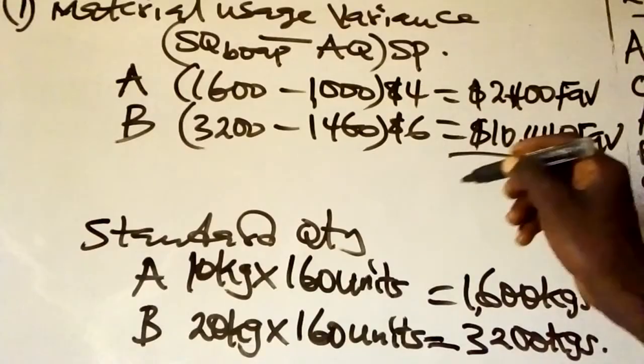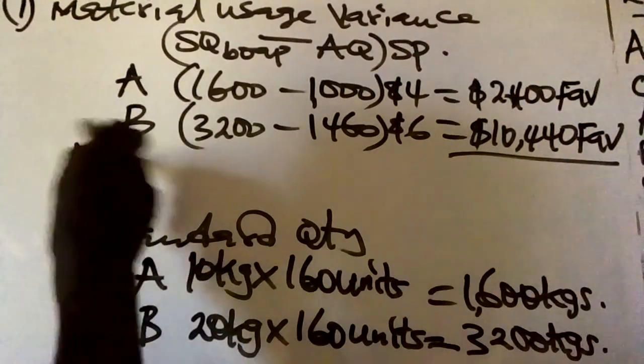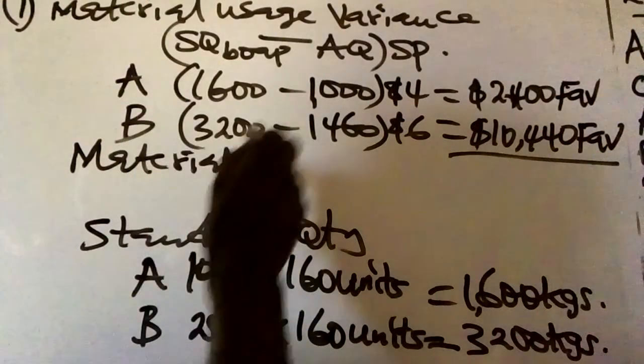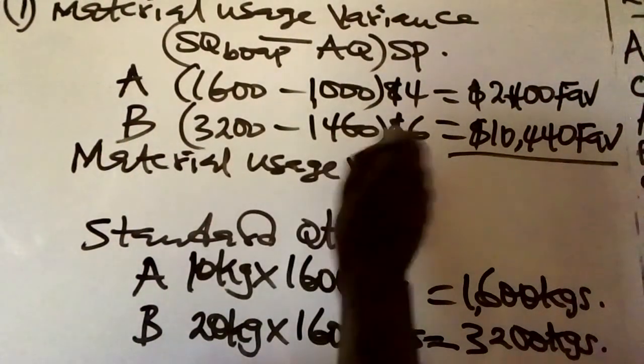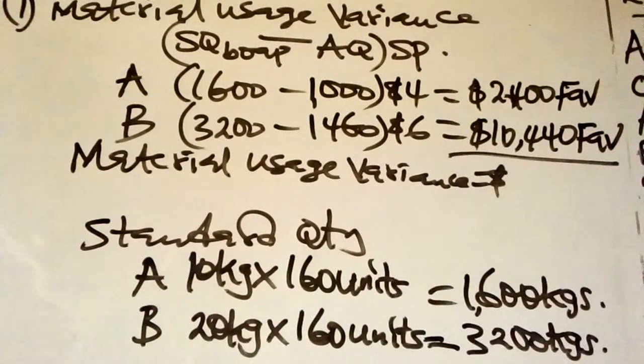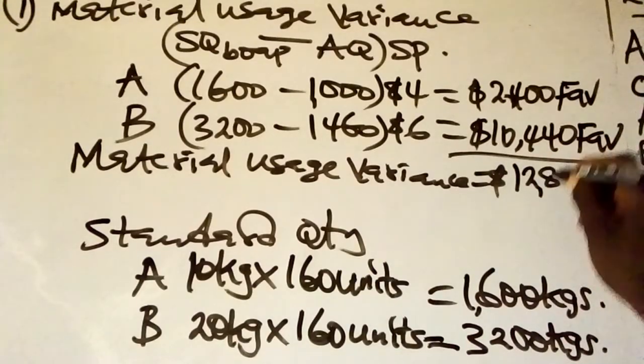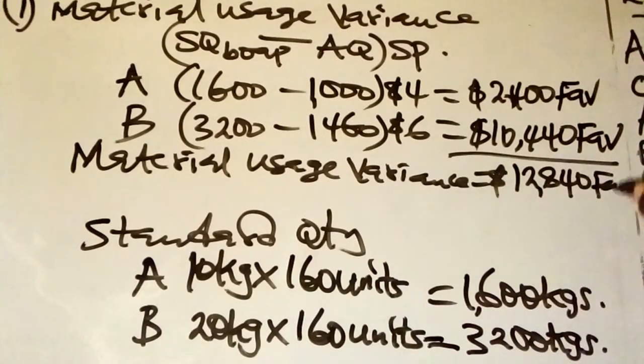The total material usage variance. So when you sum it up, you have 2,400 plus 10,440. Then you have 12,840 favorable. That is the material usage variance.